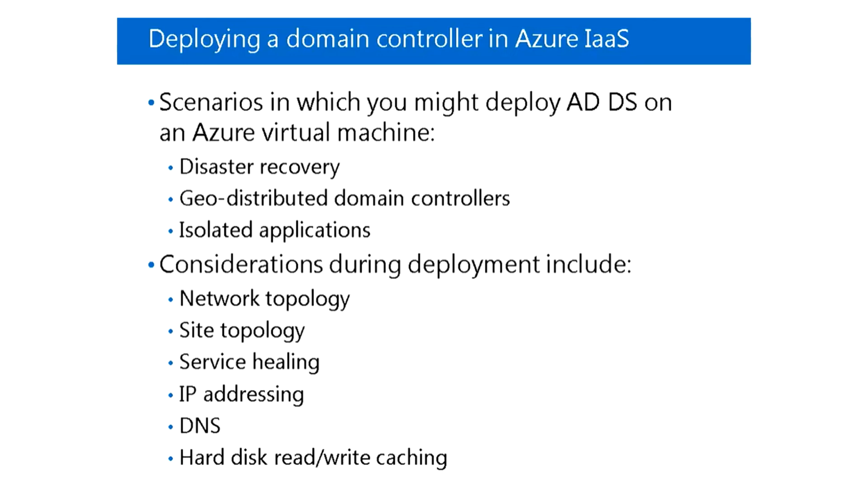And considerations during the deployment include the network topology. When you need to deploy the domain controller in Azure IaaS, make sure you follow the recommended deployment model so that it will be deployed as per the recommendations. These include network topology and site topology, service healing, IP addressing, DNS, and hard disk read-write caching.